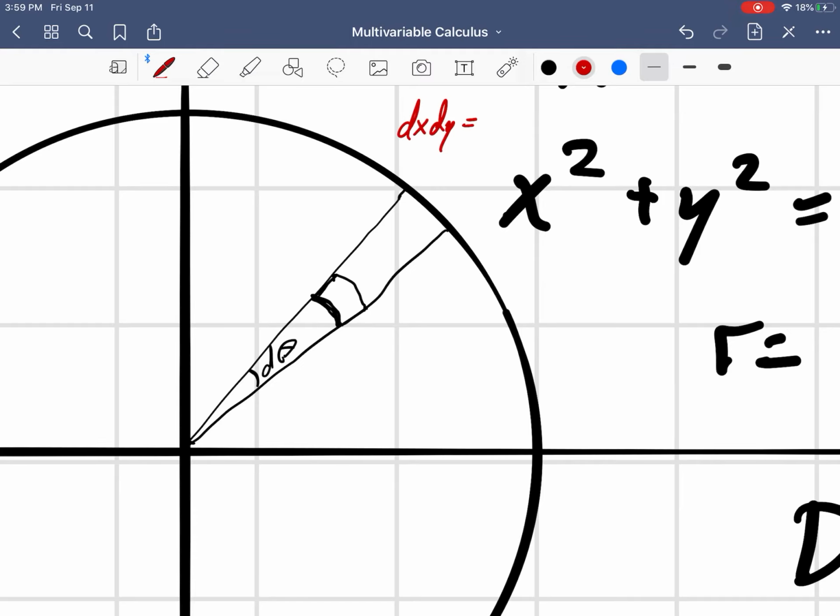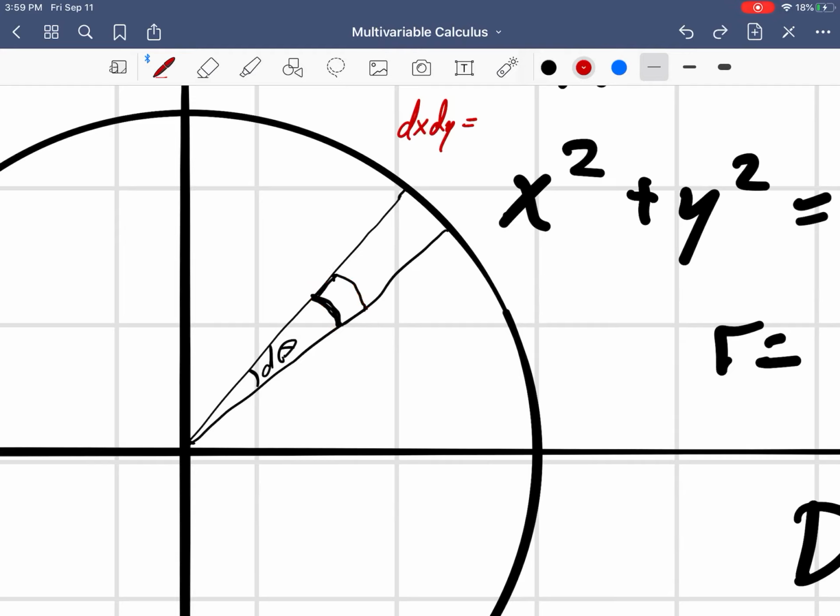Because remember, in plain old Cartesian, it just gave you a rectangle with a base of dx and a height of dy, and so its area was dx dy. And so now we're just going to need to find the area of this, and that's pretty easy.